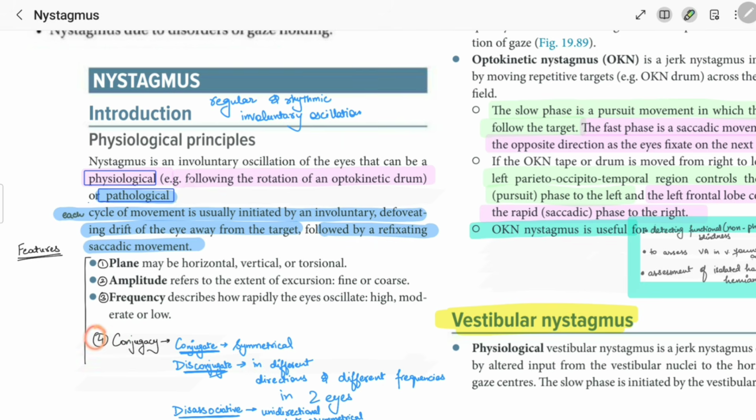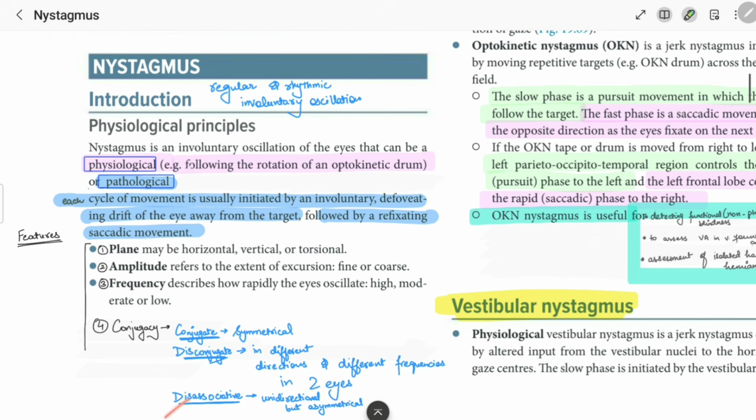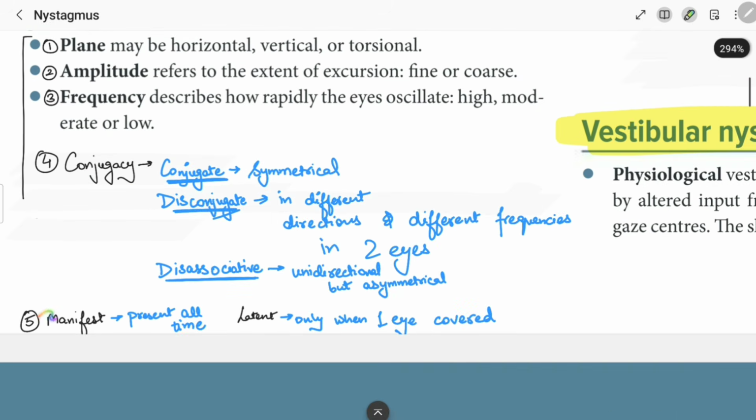The fourth property of a nystagmus is conjugacy, that is, it may be symmetrical or conjugate, or it may be disconjugate, that is, in different directions and different frequency in the two eyes, so that the two eyes are not matching. And it may be dissociative, that is, it can be unidirectional but asymmetric. So the fifth property is manifest or latent. Manifest means the nystagmus is present all the time and latent means that it is only present when one eye is covered.